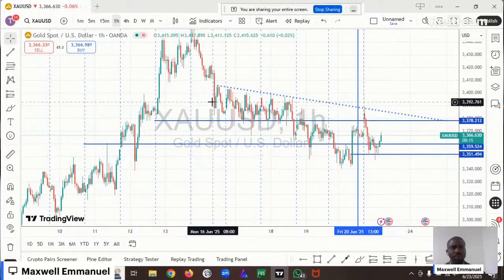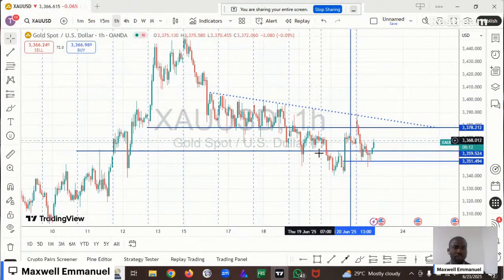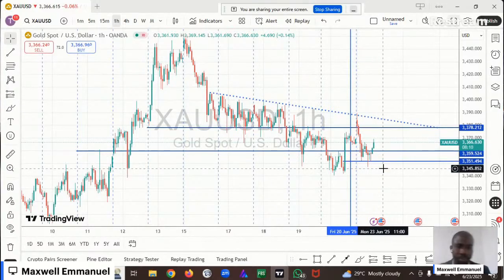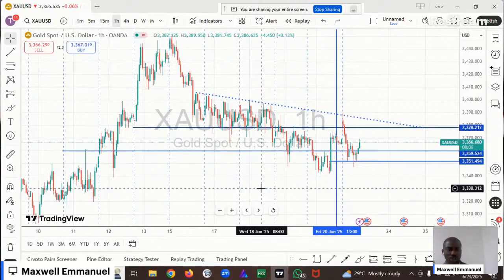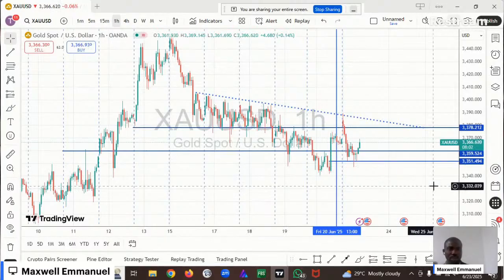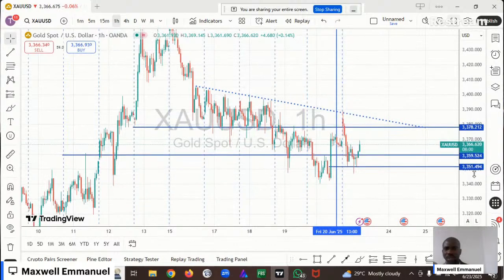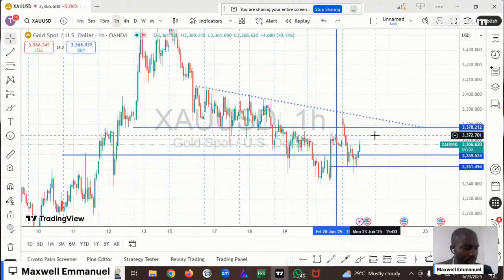Gold is bullish today, but if it breaks out from this fair value gap, that will be a sell. But right now, gold is bullish. Currently, I have a trade on gold. I think I should be in profit of close to 60 pips or 70 pips on gold right now. So gold is bullish at the moment.